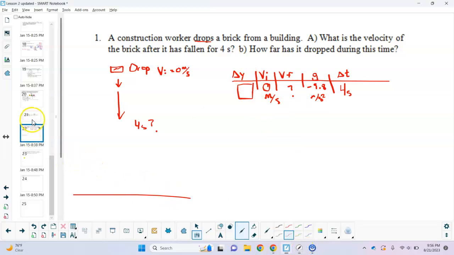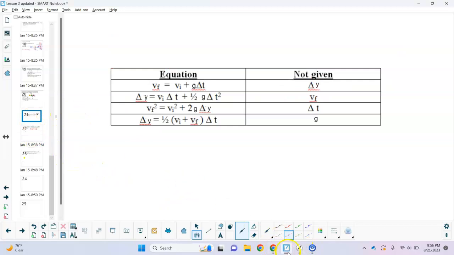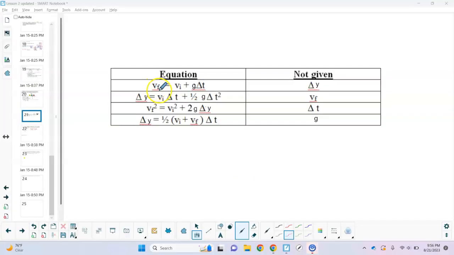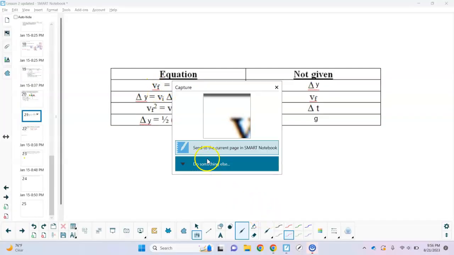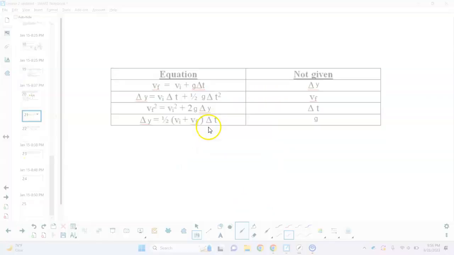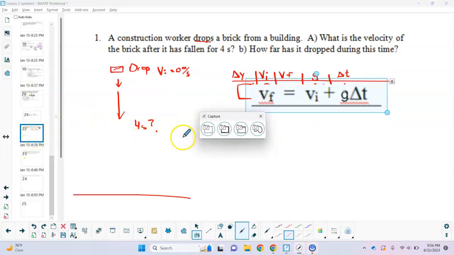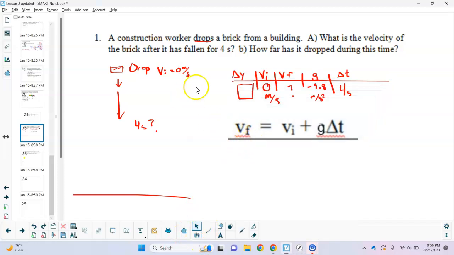So if I go back a slide and I pick the equation without delta y, the equation without delta y is the first one. So I'm using this. I want to grab that equation and bring it to the next page. So send to current page. There we go. And that's what we're going to work with. So for part A, we're going to use this equation. So we've selected the equation, we filled in the chart. So from here on out, it's just doing algebra.